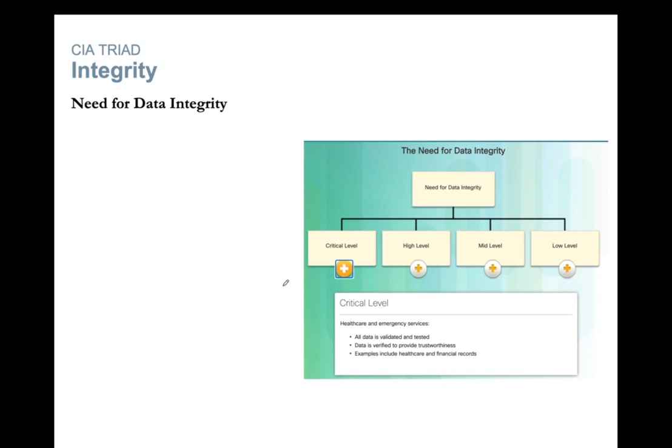The need for data integrity has different levels: low level, mid level, high level, and critical level. At the low level, blogs or personal posting sites are included. The data may not be verified here in blogs or posting sites like Facebook, and there is a low level of trust in content. The examples for the low level include public opinion and open contribution.